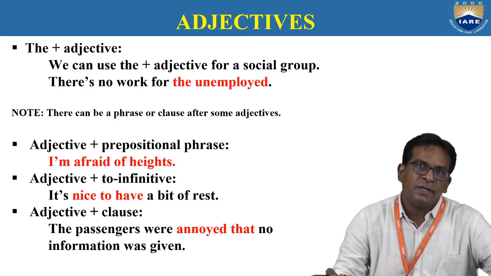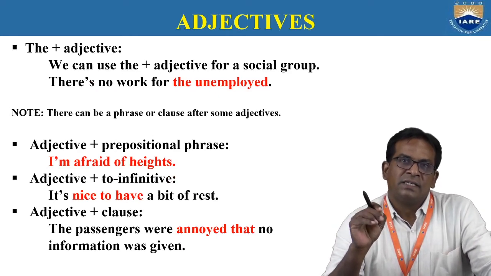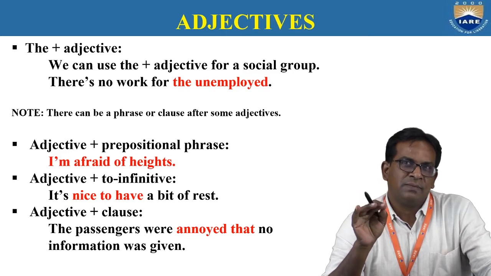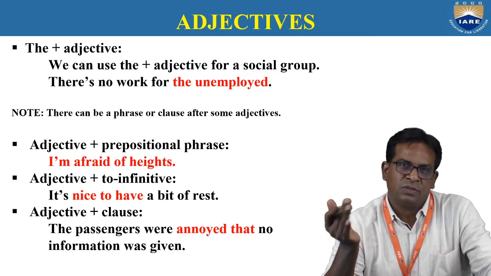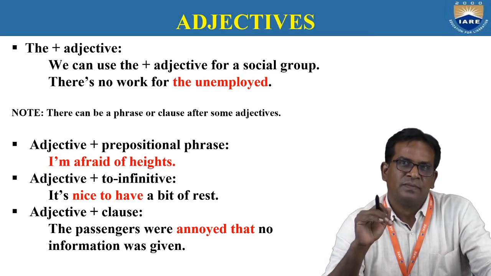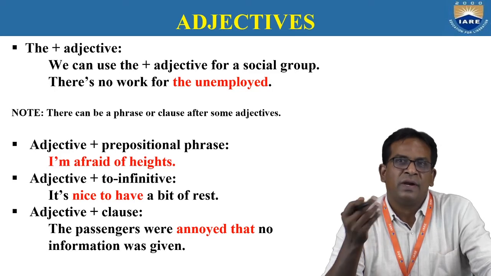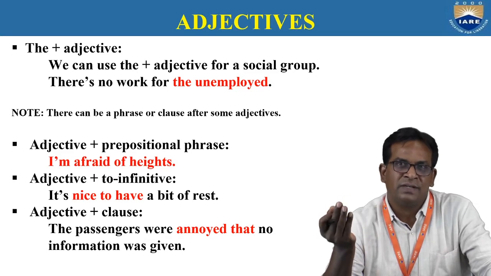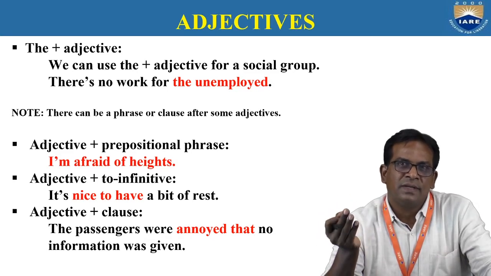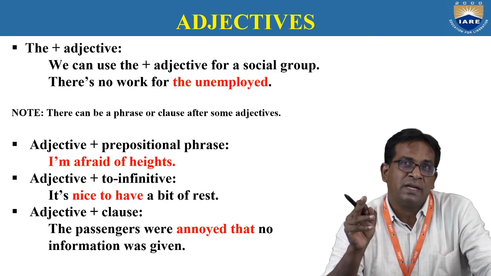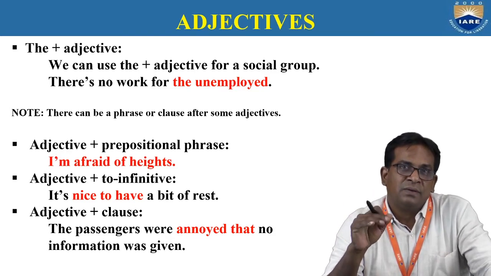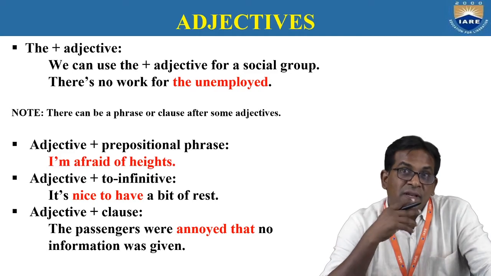What is it usually? A determiner and an adjective. We can use the determiner plus adjective for any social group. The unemployed youth, actually, okay, unemployed. It is a determiner and an adjective. This is one combination. And the next one is that there can be a phrase or clause after some adjectives.